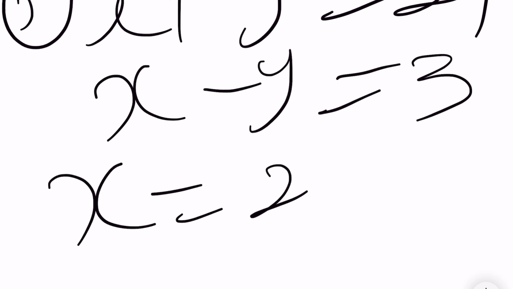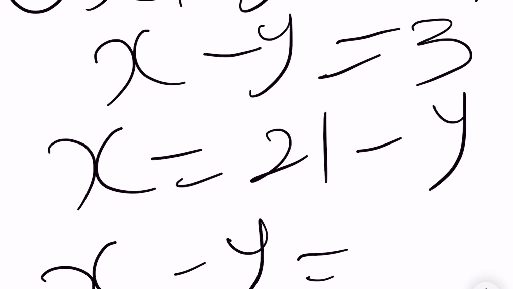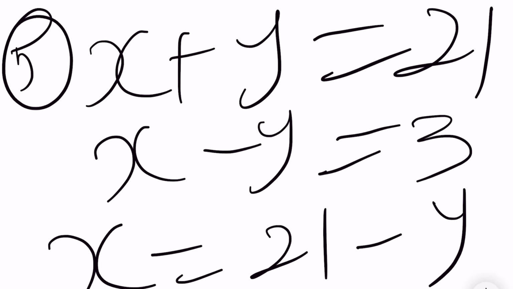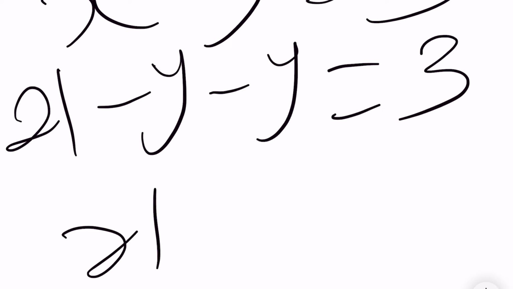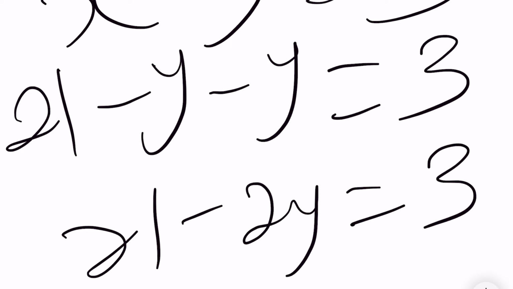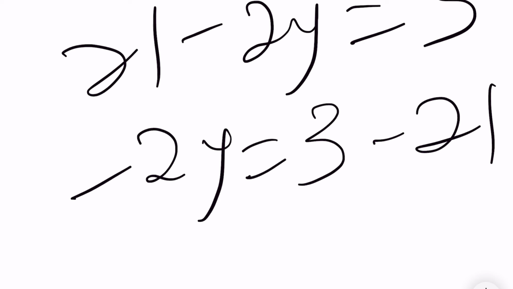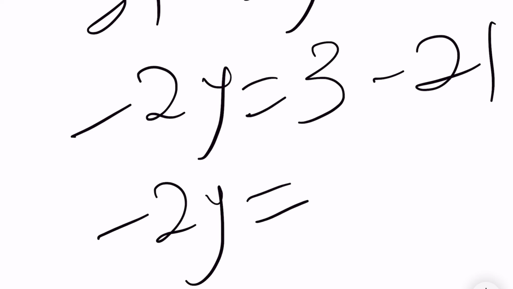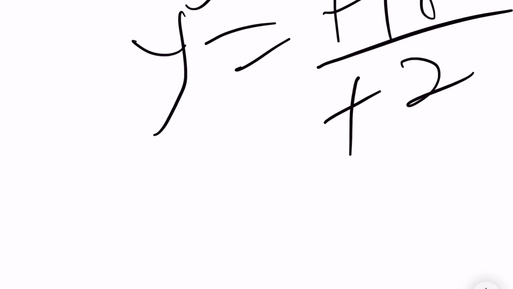So we have our x to be 21 minus y. So x minus y equals 3. We have it to be 21 minus y minus y equals 3. 21 minus 2y equals 3. Minus 2y equals 3 minus 21. Minus 2y is minus 18. So y is minus 18 over minus 2. We have our y to be 9.